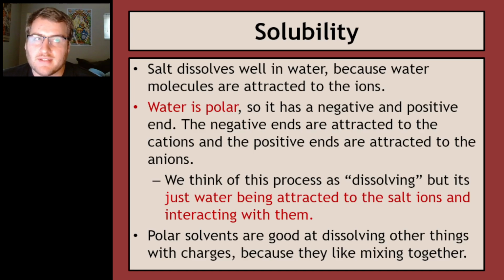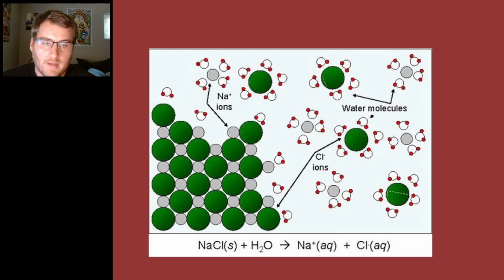We think of this process of a salt breaking down and disappearing into the water as dissolving. But what's really happening is just the water is pulling apart the ions because it's attracted to them. It wants to be around them. So your water molecules start to surround your salt anions and cations. And this happens only because water is polar. Non-polar things wouldn't dissolve salts very well. The polarity of the water allows it to separate and pick apart the positive and negative ions because they like to mix together. Okay, and we have some examples here.